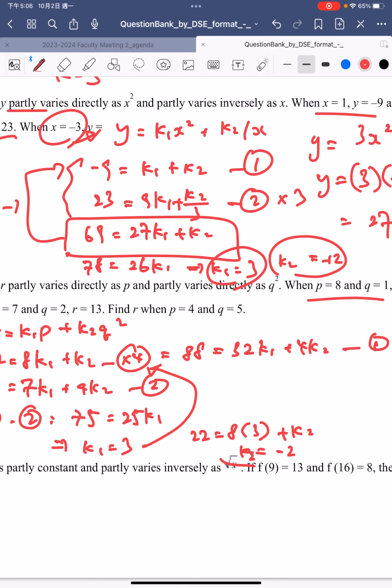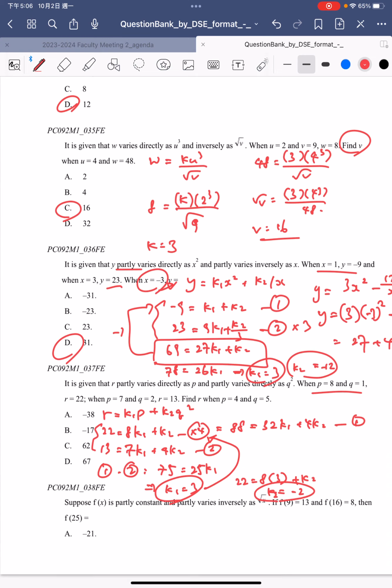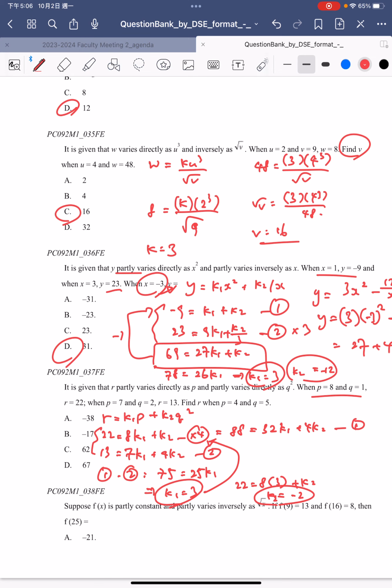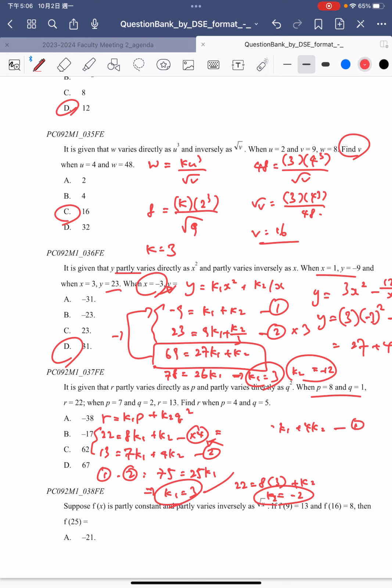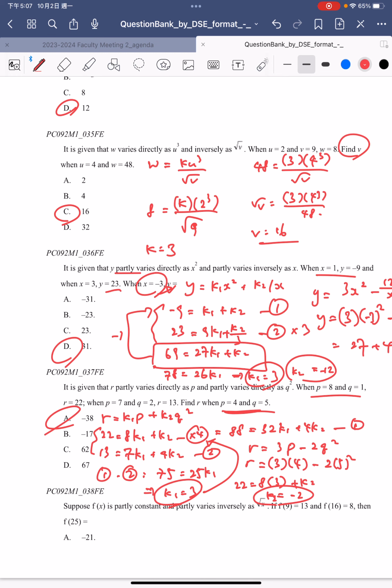Now we have the value of k2 and the value of k1. So we substitute back into our initial formula. The r is equal to k1, which is 3p, and then we minus 2q squared. Now we have the p is equal to 4 and q is equal to 5. So that r is equal to 3 times 4 minus 2 times 5 squared. Use your calculator, minus 2 times 5 squared. Then the answer is A, negative 38.